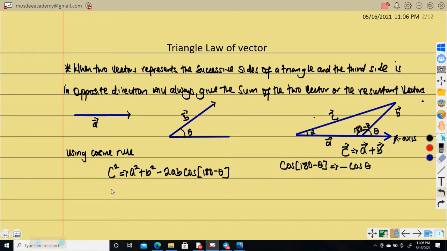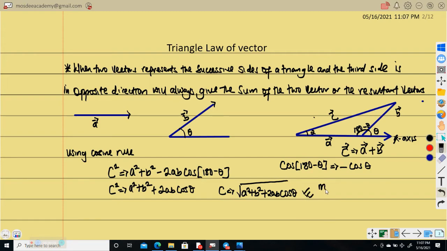And we have our formula, which we use for the triangular vector: c squared is equal to a squared plus b squared, and as you know, minus times minus is going to turn to plus 2ab cos theta, as I have changed cos of 180 minus theta to minus cos theta. This formula you can always keep in mind. If you like, you can also write it in the form of the direct answer by saying c is equal to the square root of a squared plus b squared plus 2ab cosine of theta.